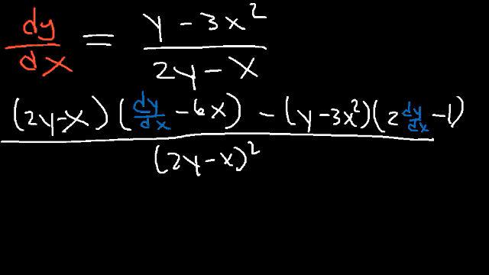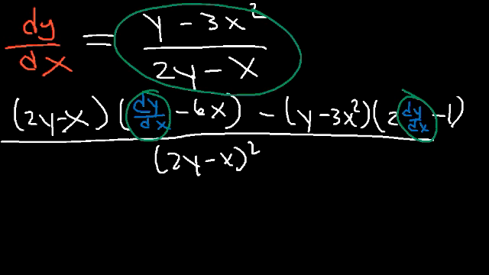The last thing that we need to do with this problem is replace dy dx with y minus 3x squared over 2y minus x. We've got to insert it here. But I don't think it will be wise to simplify such a problem. It's going to take too long, so I will simply leave the answer like that. And that's going to be the second derivative.